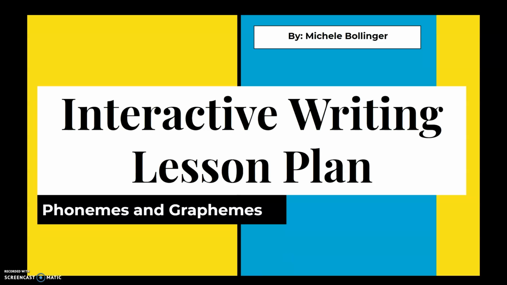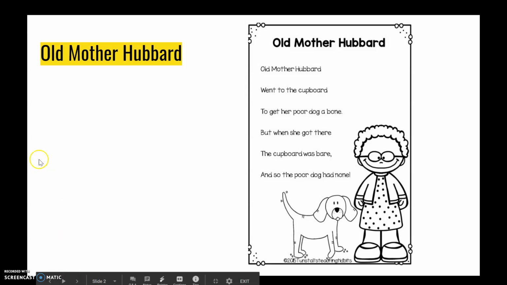So I was to do an interactive writing lesson plan and I focused on phonemes and graphemes. The thing that we will be reading first is Old Mother Hubbard, the old nursery rhyme. So this will be posted and we will read it.